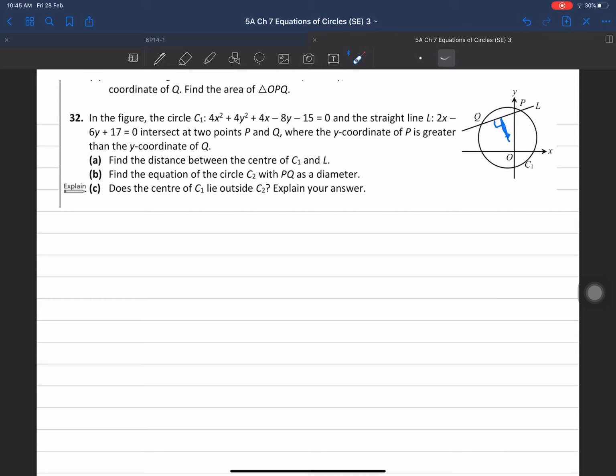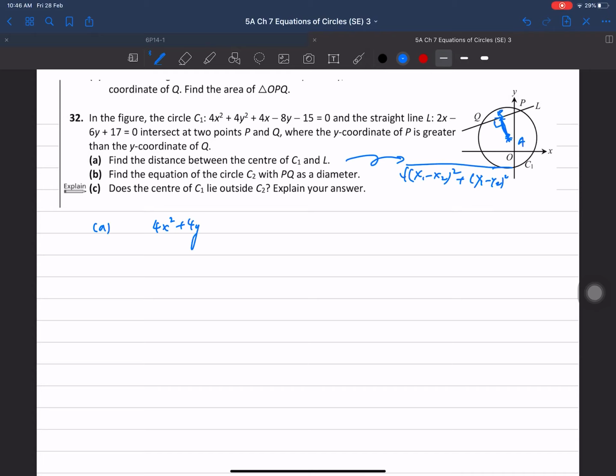If you want to find the distance, maybe you need to think about, okay, if we know these two coordinates, if this is A and this is B, I know this formula. But how to find the coordinates of A and B? A, I know how to find it because the equation of the circle is this one.